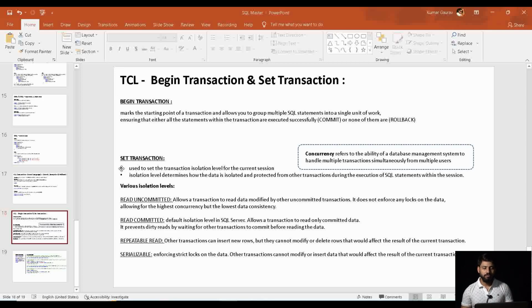Moving ahead with set transaction, both have different functionality from different perspectives, because many people get confused and think begin transaction and set transaction are approximately the same thing, but they are not. With begin transaction we are just declaring that there is going to be a particular chunk, and at the end either we put a commit or a rollback. You already got why it is used.